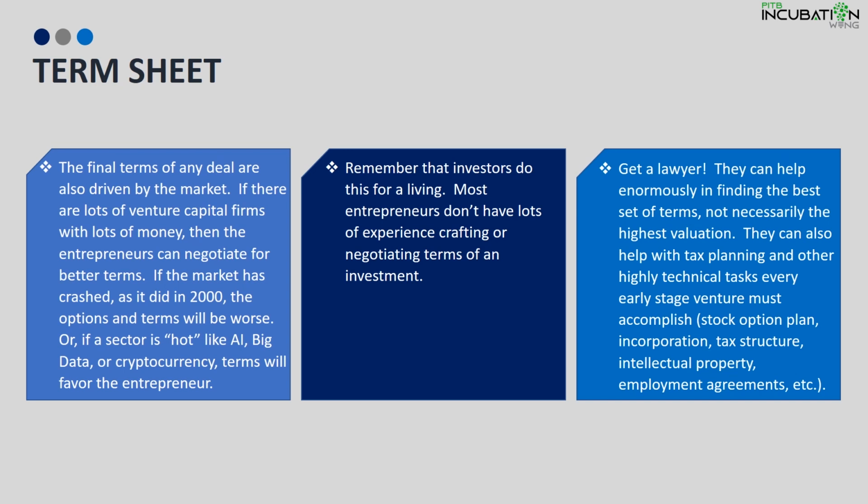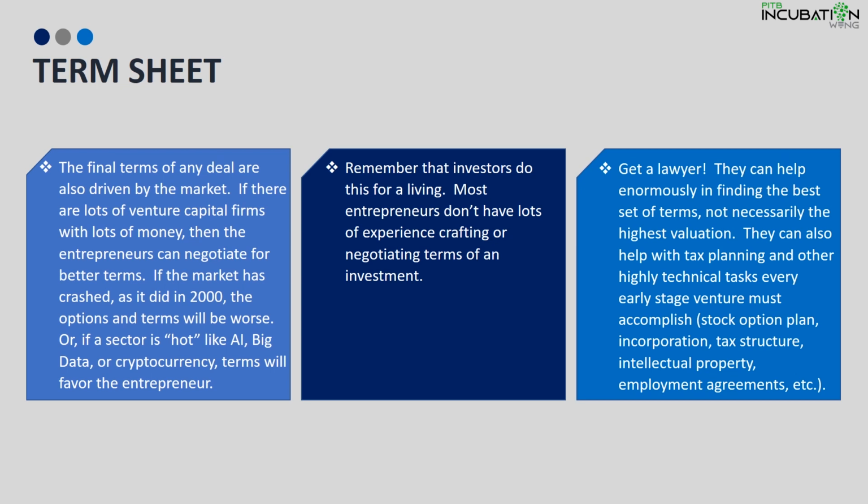Moving on to the final slide of the term sheet. The final terms of any deal are also driven by the market. If there are lots of venture capital firms with lots of money, then the entrepreneurs can negotiate for better terms. If the market has crashed, as it did in 2000, the options and the terms will be worse. Or if a sector is hot, like big data or cryptocurrency, terms will favor the entrepreneur.